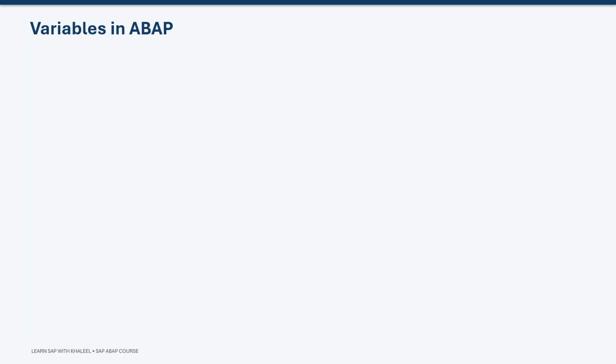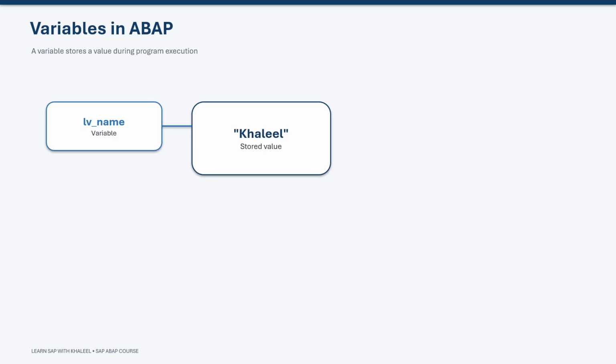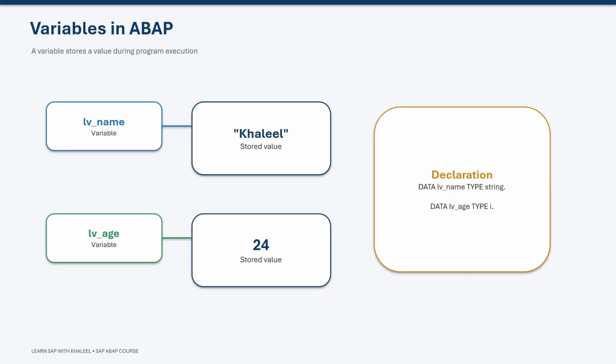Finally, variables. Now let's talk about one of the most basic programming concepts, variables. A variable is simply a named storage location used to hold a value. Let me check. We have lv_name. It is a variable and we store a string like Khaleel. Similarly, we have lv_age. It is also a variable. It stores 24 as an integer value.